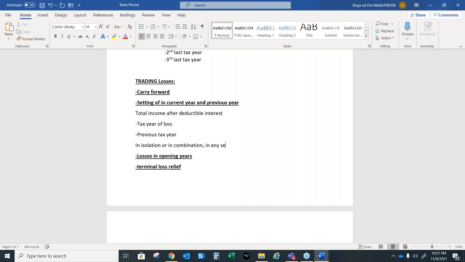So for instance, if I say that my tax year of loss is 2019/2020, what are the options available under setting off in the current year and previous year? I have four options available. Can anyone answer how many options are available, and what those options are?